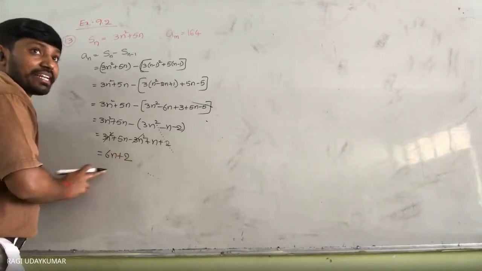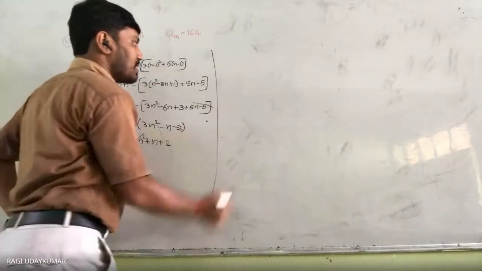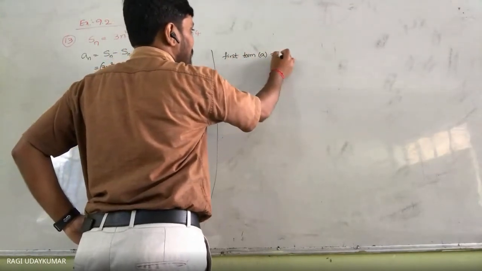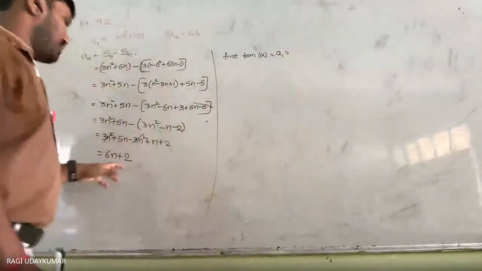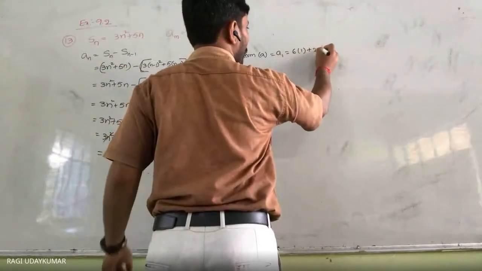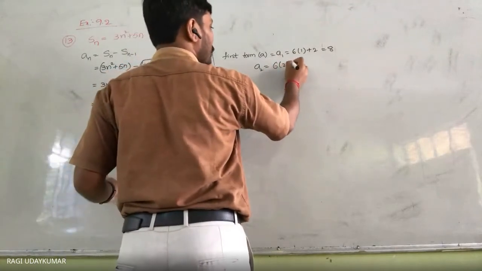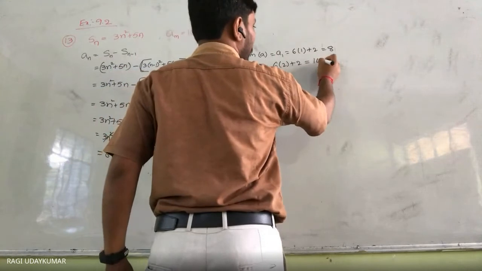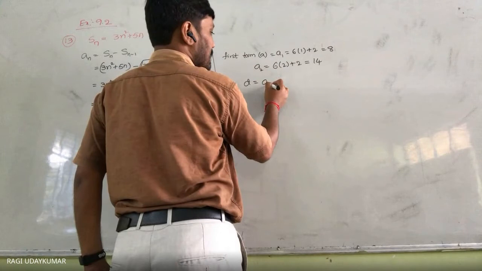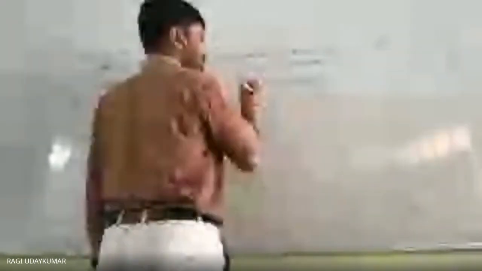Nth term is linear. Sum of n terms is quadratic. Note this point. So from this, the first term A, that is A1: substitute 1, 6 plus 2 is equal to 8. A2: substitute 2, 6 into 2 plus 2, which is equal to 14. Common difference d is A2 minus A1, which is 14 minus 8, equal to 6. So the common difference 6 has come.